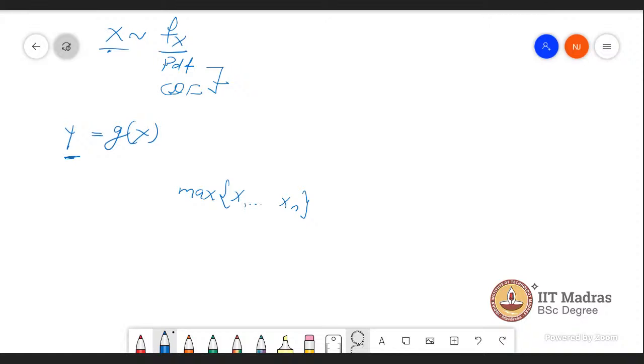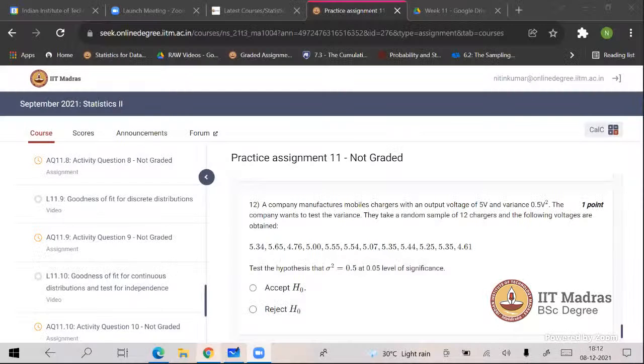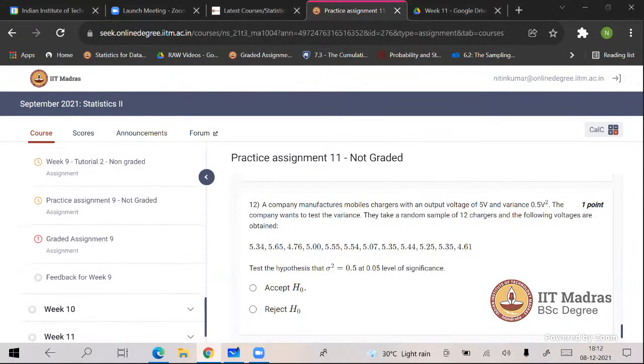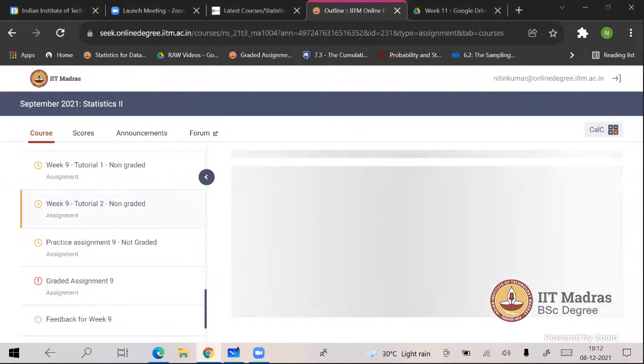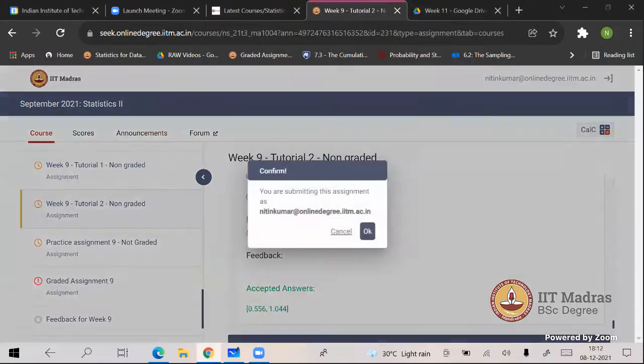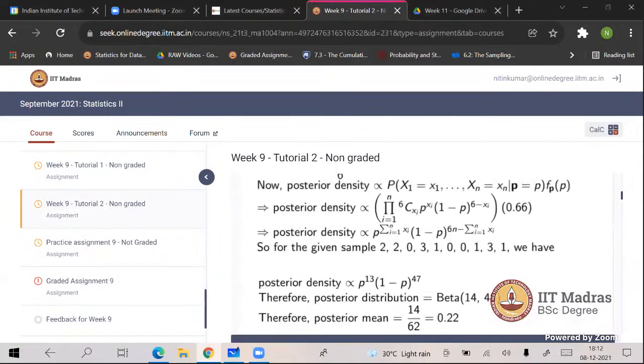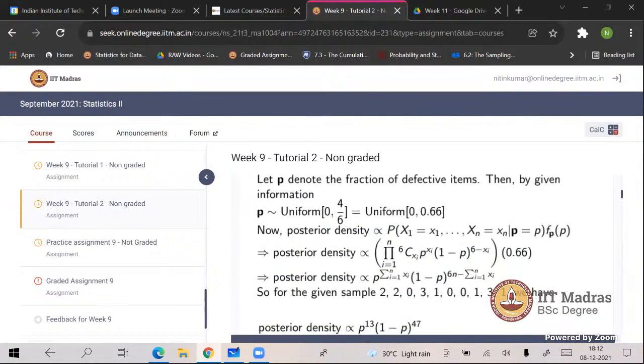Hello, sir. Yes. Sir, I have a few doubts in the week 9 solution in the tutorial. What's your question? What's your doubts? Sir, week 9 tutorial 2, question number 6. And there is another doubt in question number 2. It's in the solution. You can just bring the solution up front and I can show you the doubt I have. Question number 2. Yes. Okay.